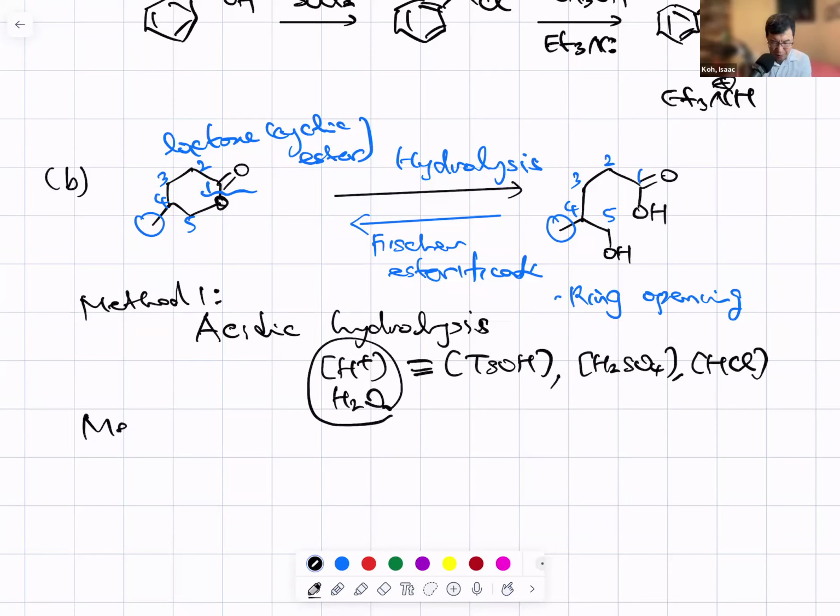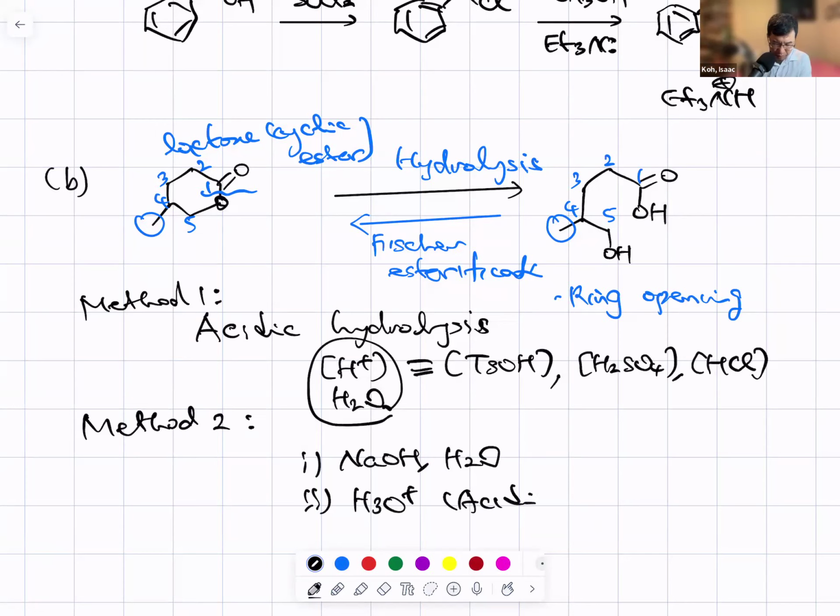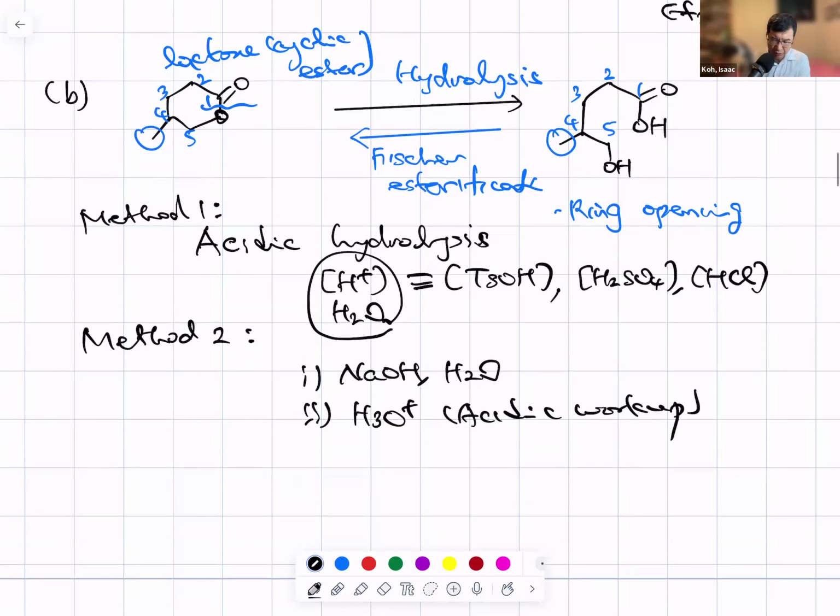And the second method is basic hydrolysis. So we are using sodium hydroxide in a biphasic reaction and then an acidic workup. Then it'll have a ring opening process. You can use either of these two.